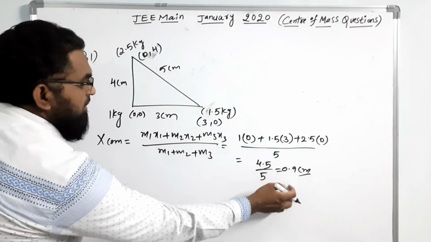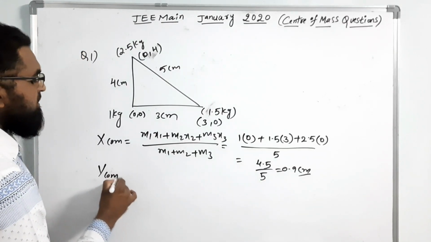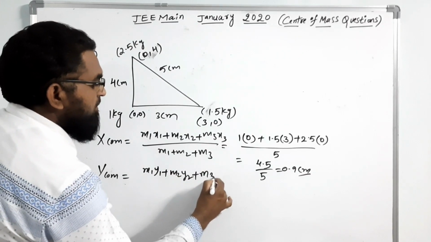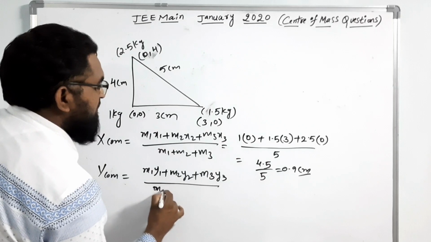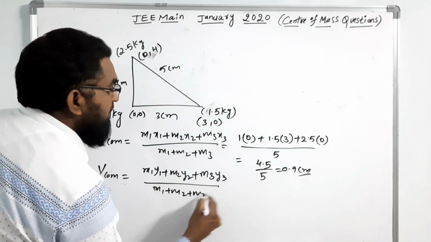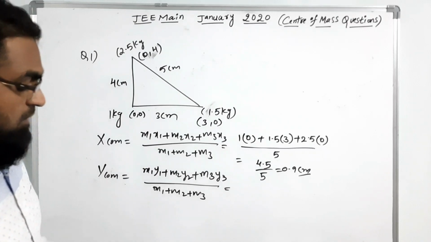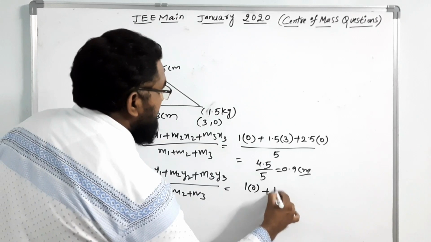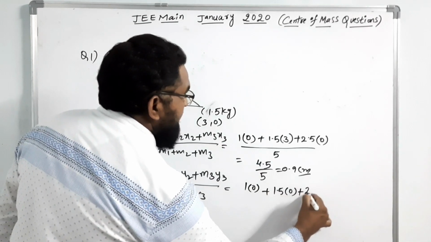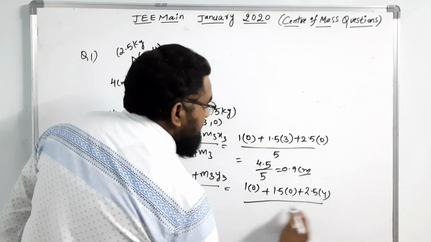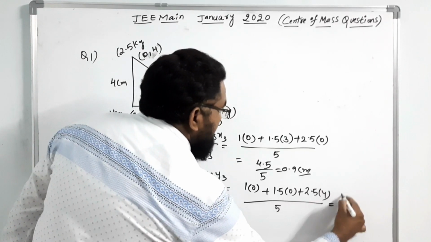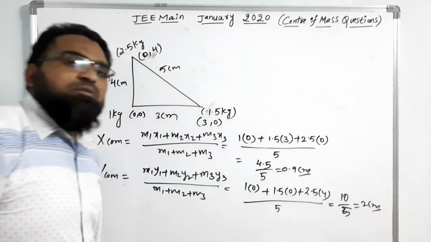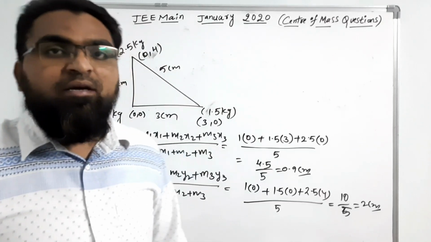This is to the right. Now y center of mass is equal to m1 y1 plus m2 y2 plus m3 y3 divided by m1 plus m2 plus m3. I hope all are following. So m1 is 1 into 0, plus 1.5 into 0, plus 2.5 into 4, and the total mass is 5. So we get 10 by 5, which is equal to 2 centimeters. So the answer is 0.9 comma 2 centimeter.